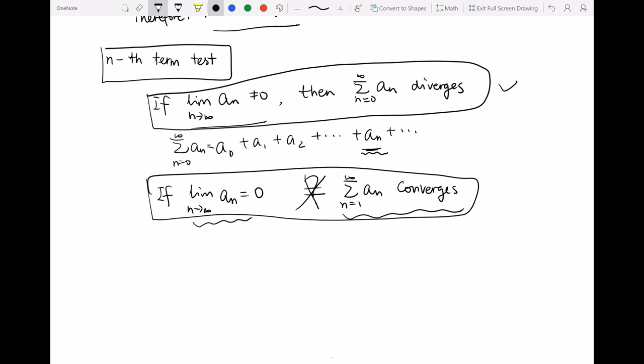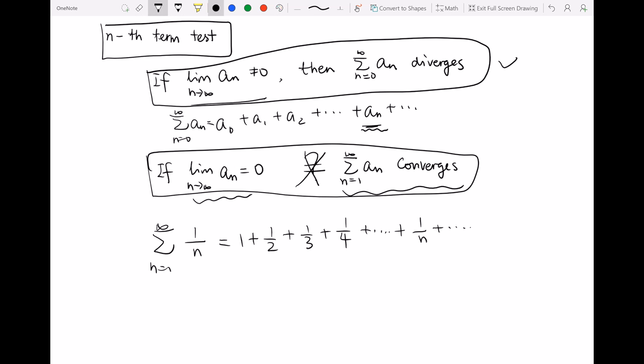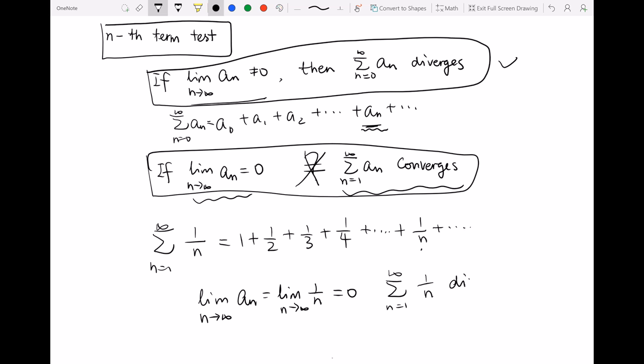You cannot use that to make your statement. The counterexample is the sum from n equals 1 to infinity of 1 over n. This equals 1 plus 1/2 plus 1/3 plus 1/4 plus continue, plus 1 over n plus continue. If you look at this series, what is the limit of the nth term? The nth term is 1 over n, and this equals 0. However, the series from n equals 1 to infinity of 1 over n diverges. If you add those together, it diverges.